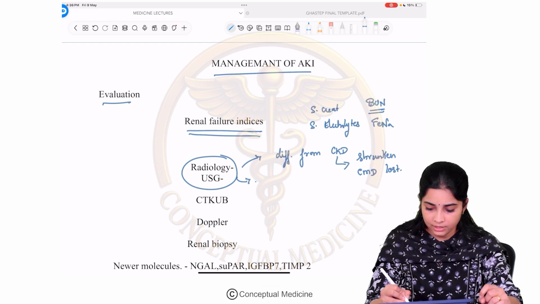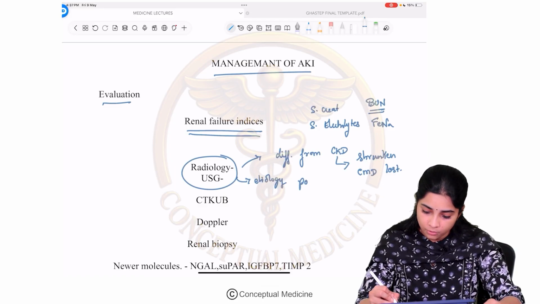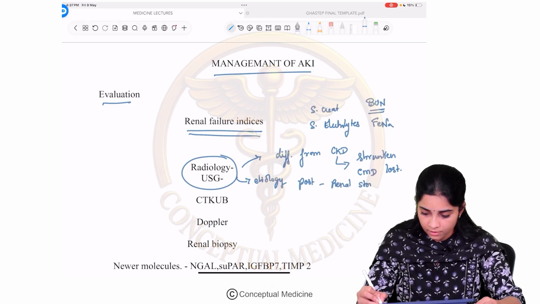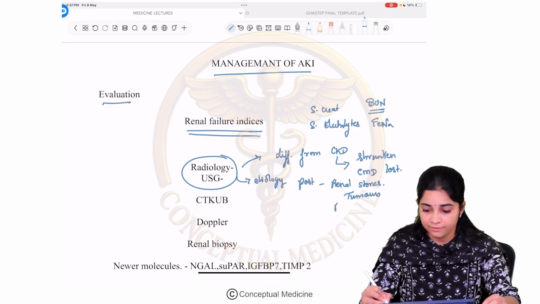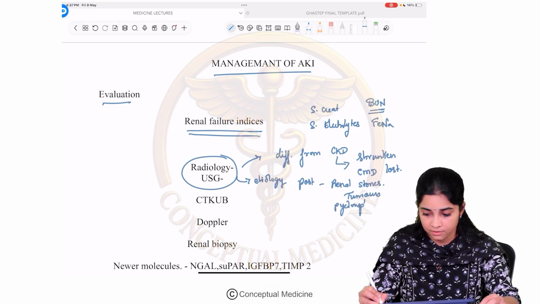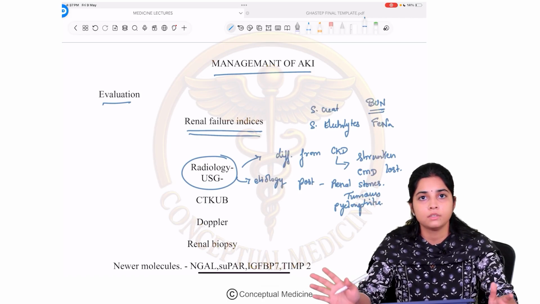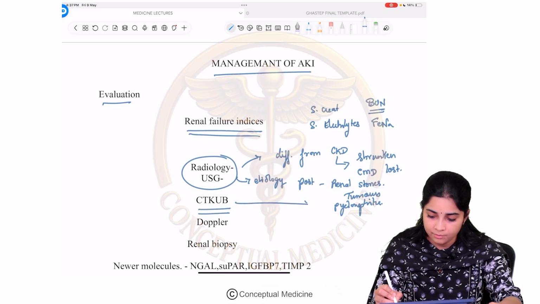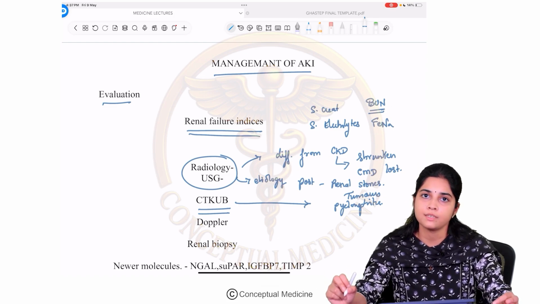Also, you can find out the etiology. In prerenal and renal AKI, you cannot find out much. But in postrenal AKI, you can find if there are renal stones, if there are tumors, if there is evidence of any pyelonephritis. So all of these you can find out using your radiology. Then, what is the use of CT-KUB? This again can be used in your postrenal AKI. You can find renal stones, you can find evidence of pyelonephritis as well.